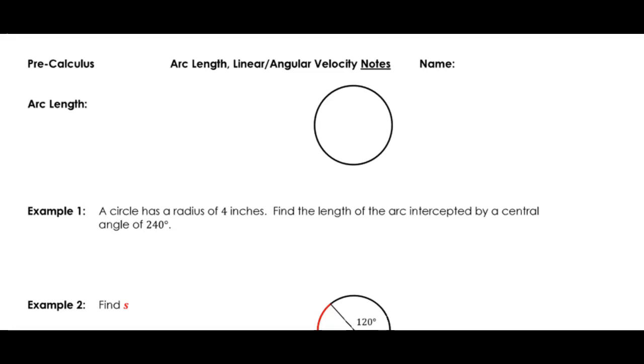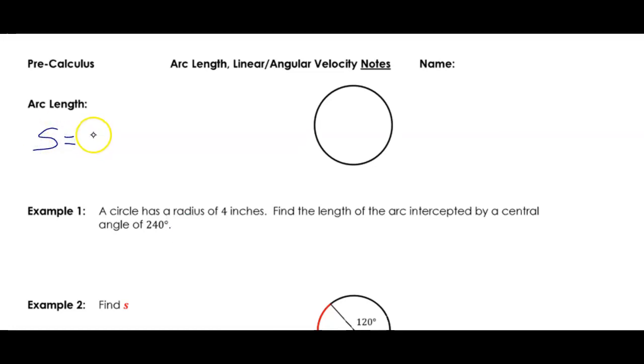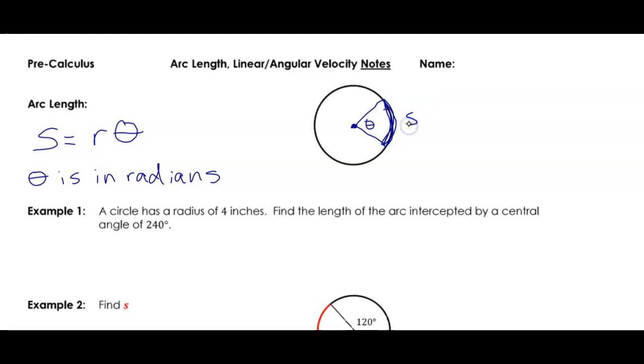So just to recall what arc length is, our formula for arc length, S is for arc length, and then it's r, the radius, times theta. And remember, theta is in radians. Okay, so if we had a central angle, so that means it's coming off the center of the circle, and this was our theta here, then our arc length would be the arc that's intercepted by that particular angle. So that would be my S.